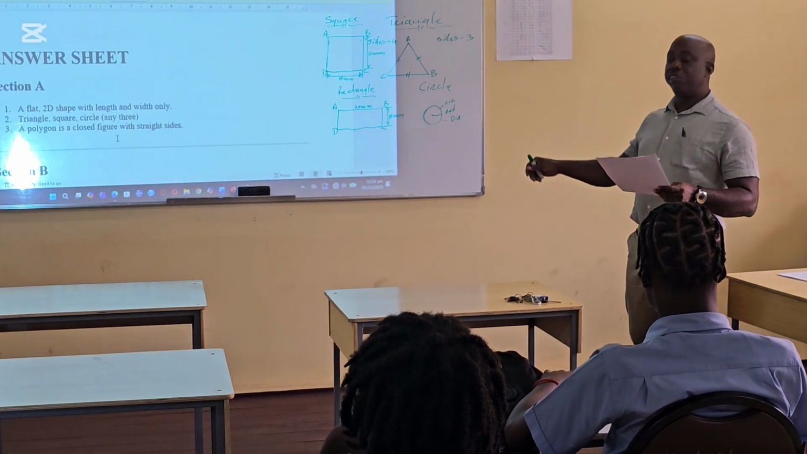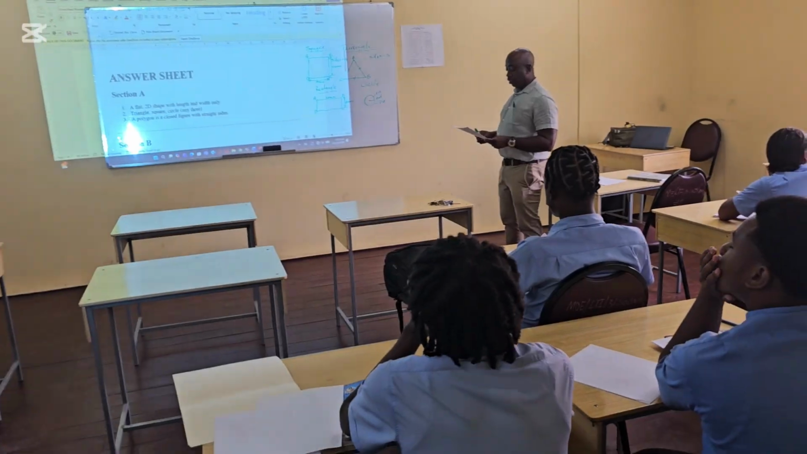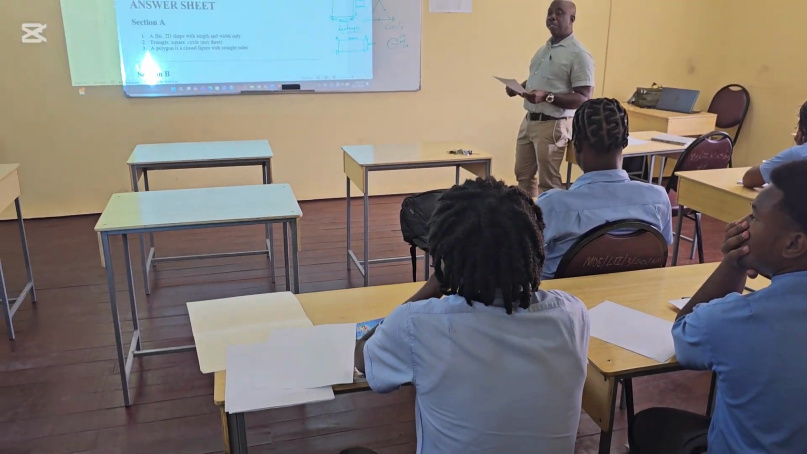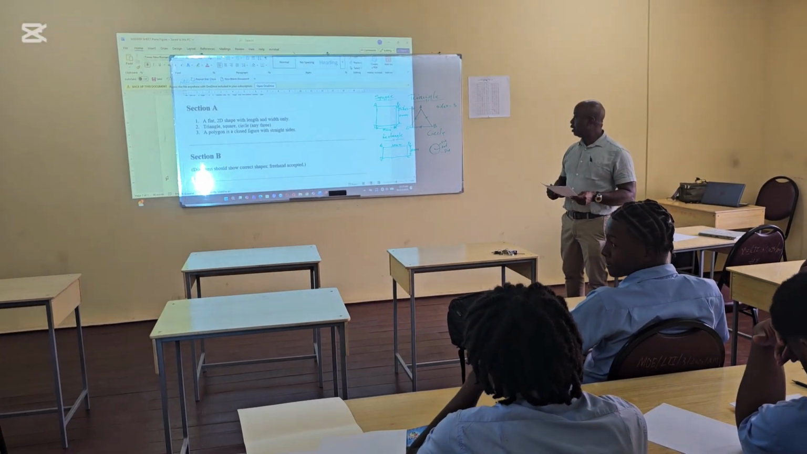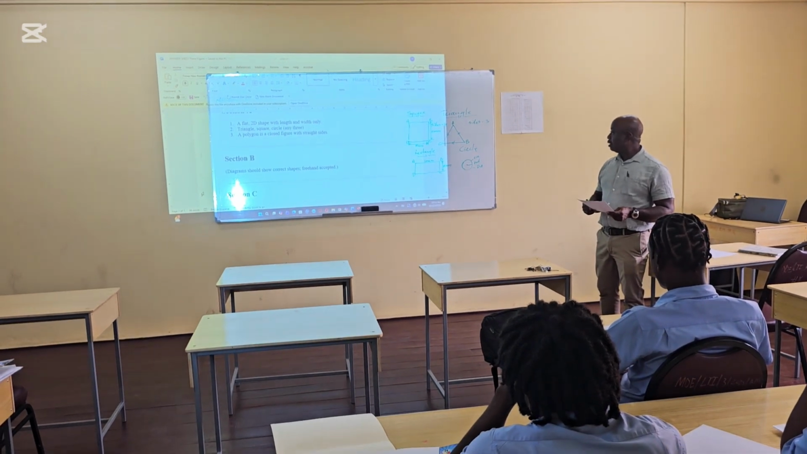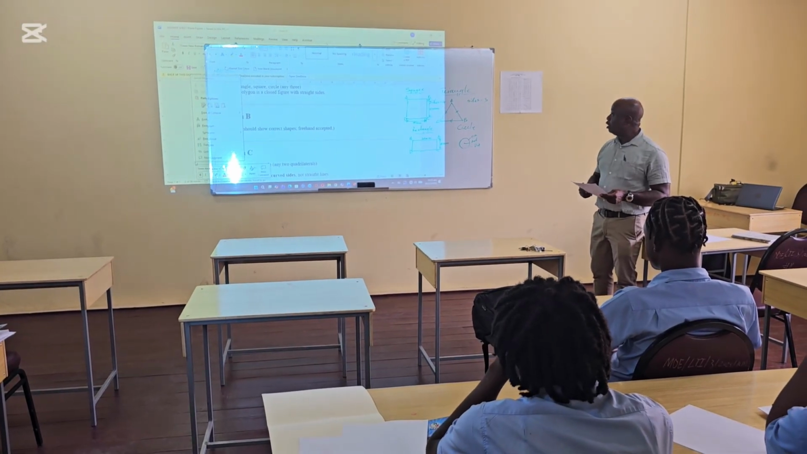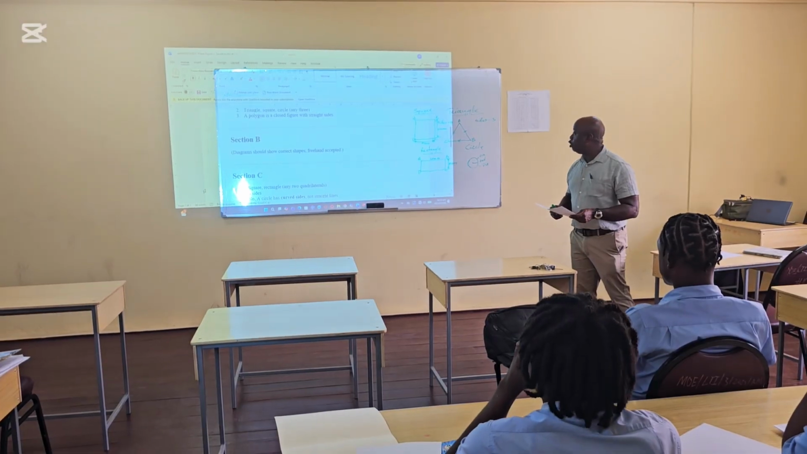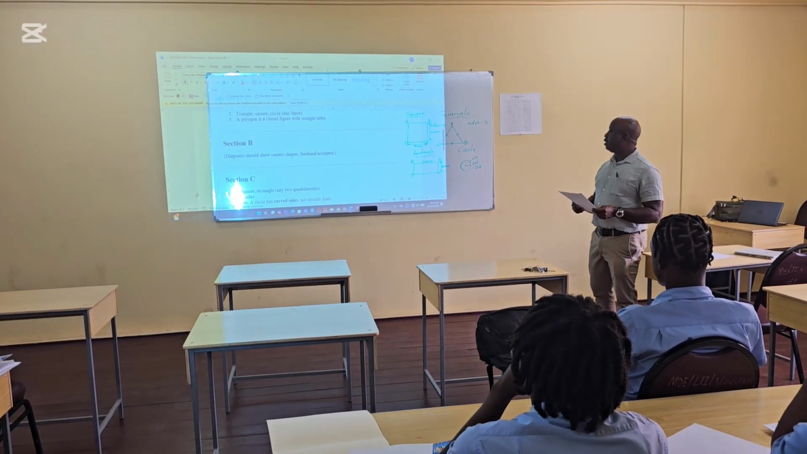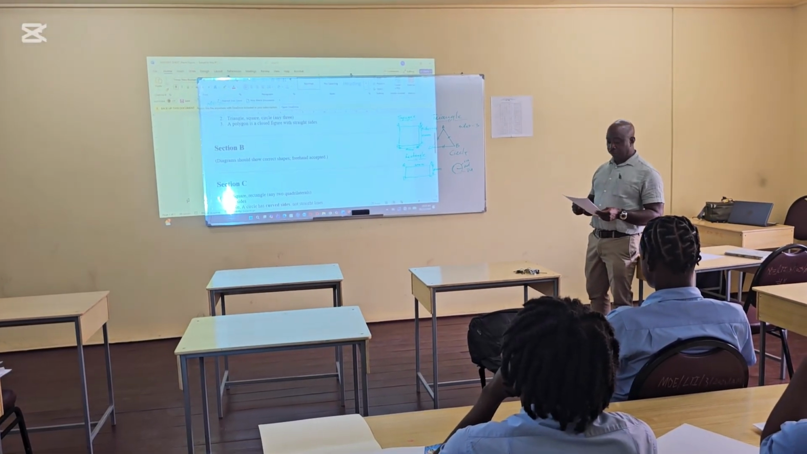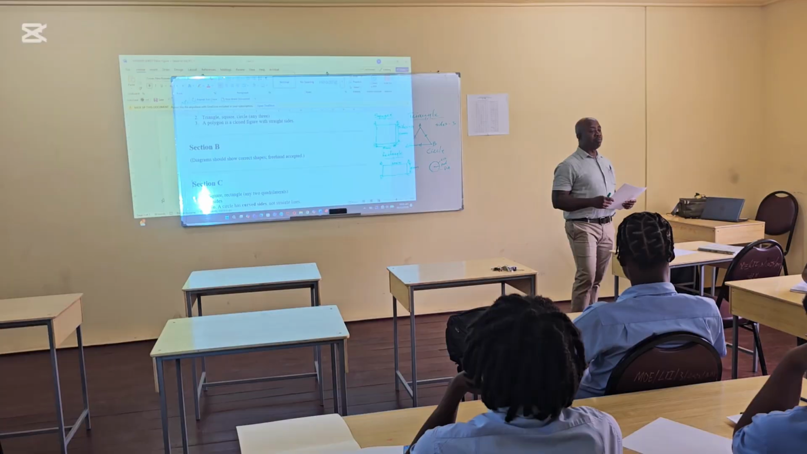What is a polygon? What did you write for polygon? A polygon is a plane figure with straight sides. A polygon is a closed figure with straight lines. A closed figure with straight lines. Bingo didn't remember that one.